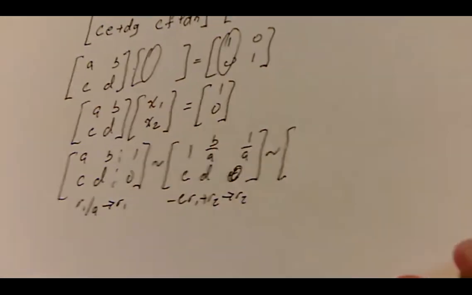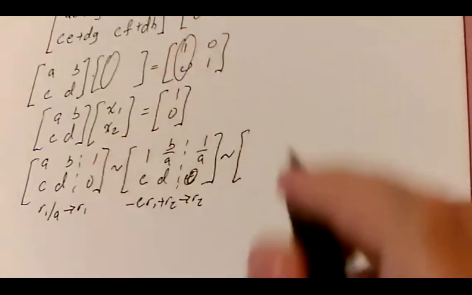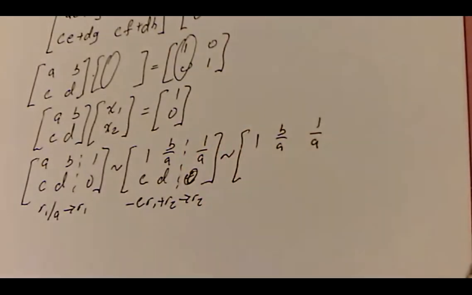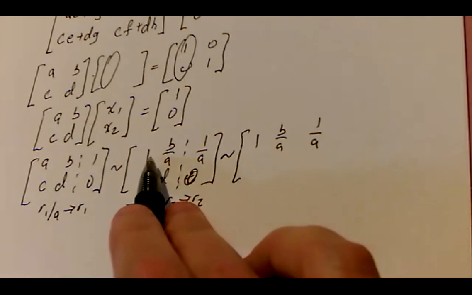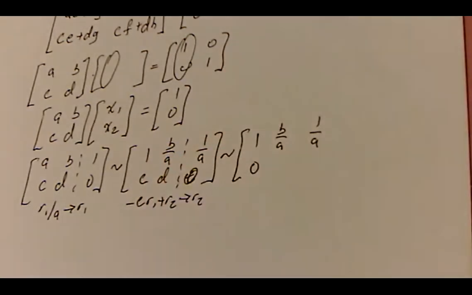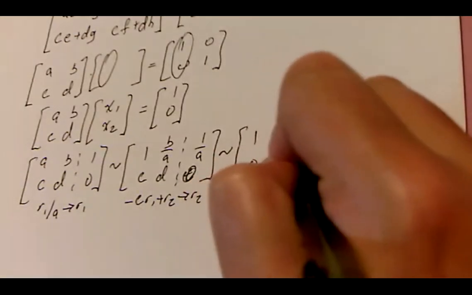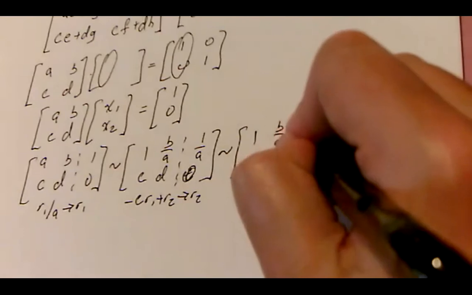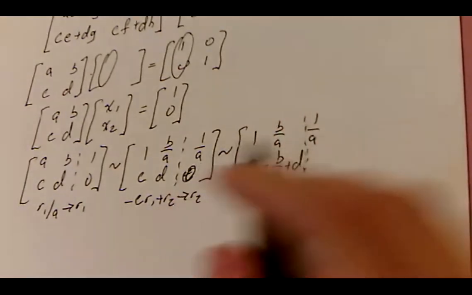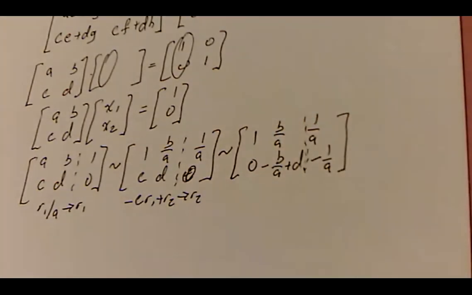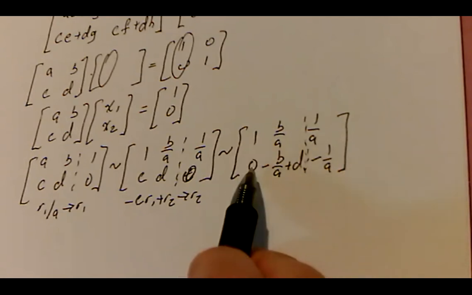Okay, now it starts to get a little ugly, but it's still something we can deal with. Okay, so I'm going to get 1, B over A, and 1 over A in the top row. Nothing has changed in the top row. In the second row now, I'm going to have negative C plus C is 0. I have negative B over A plus D. So negative B over A plus D. Okay, augmented now. This is going to be negative 1 over A plus 0, so just negative 1 over A. Okay, so we're making progress here. We've got our 1, 0 like we like. We're starting to work our way through the algorithm.